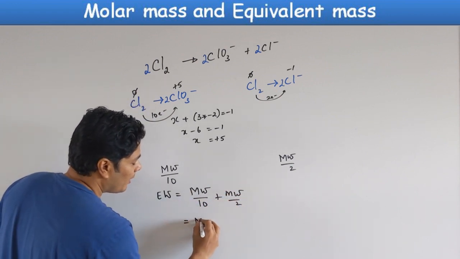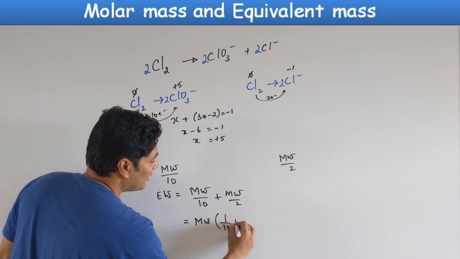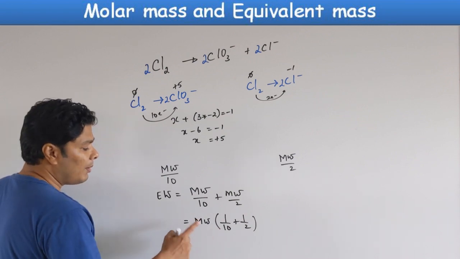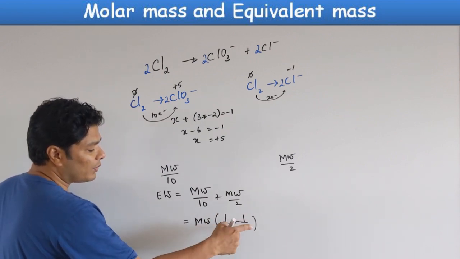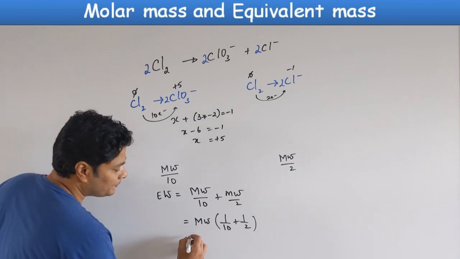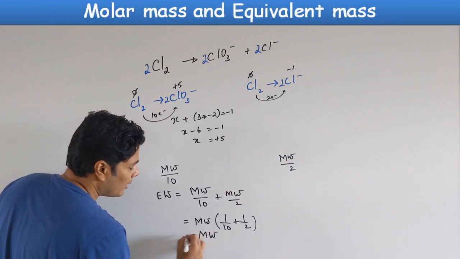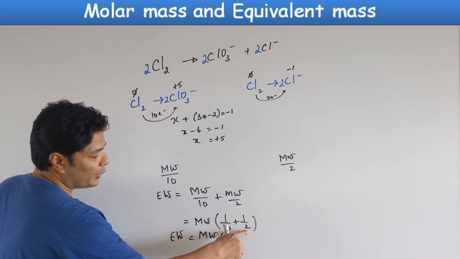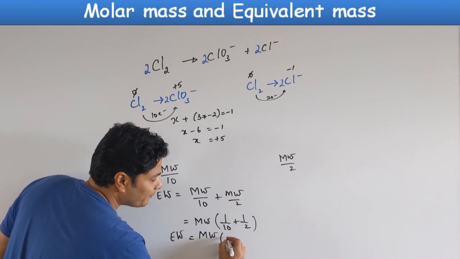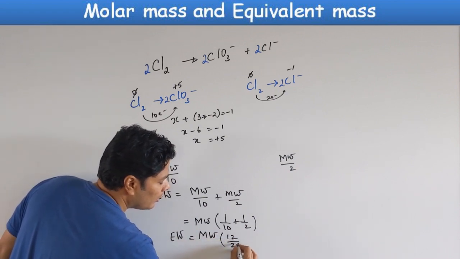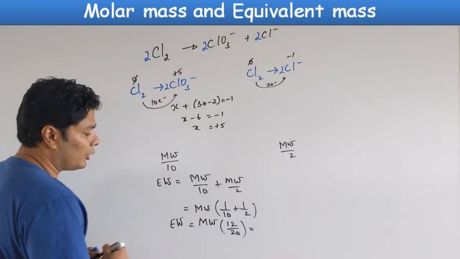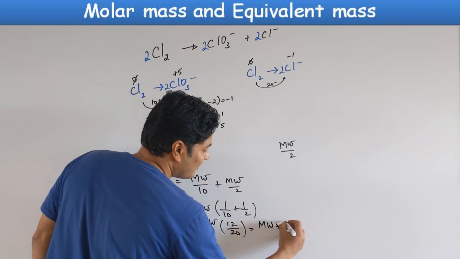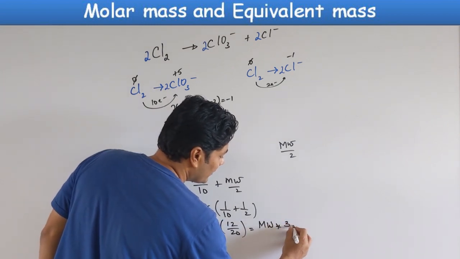That comes out to molecular weight times 1 by 10 plus 1 by 2, which is similar to the formula we just saw: molecular weight times 1 by N factor of oxidation plus 1 by N factor of reduction. So equivalent weight equals molecular weight times 1 by 10 plus 1 by 2. However you want to do it, that is 12 by 20, which is nothing but molecular weight times 12 by 20. You can simplify it by dividing by 4, which will give you 3 by 5.